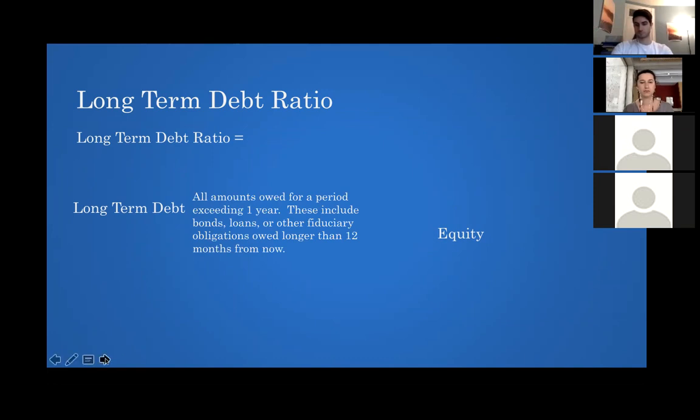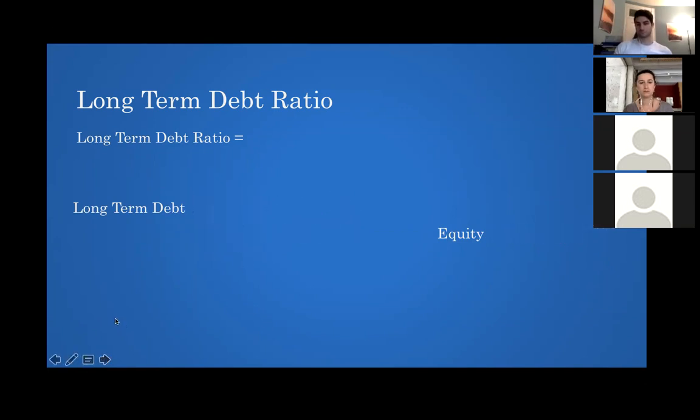Equity is really just the book value, your shareholder equity on the balance sheet. So what this does, from a purely mathematical point of view, is look a little bit into the capital structure of the company and try to figure out how much of the money that the company earns is financed by long-term debt.